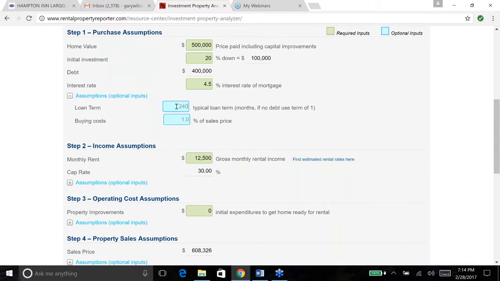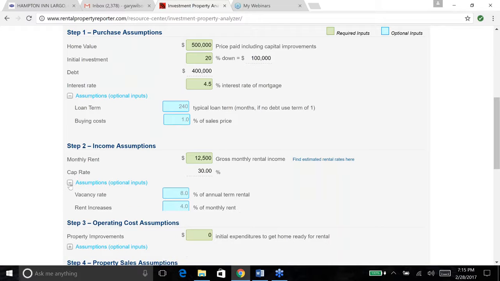If you notice, when I reduced the term from 360 to 240 months, obviously our payment's going to go up, but we're going to pay it off faster. We're going to pay this off in 20 years versus 30 years.